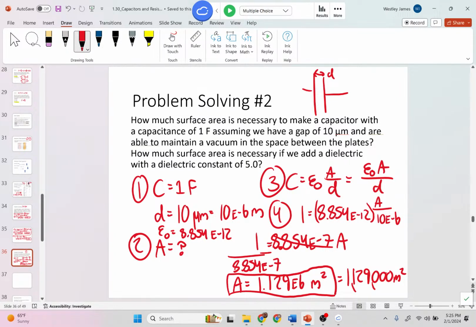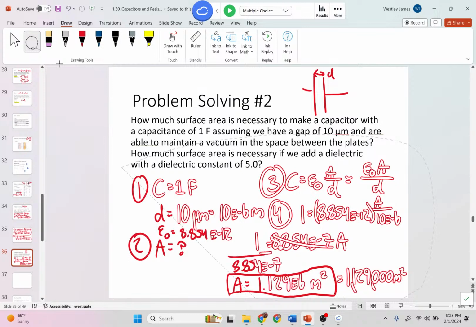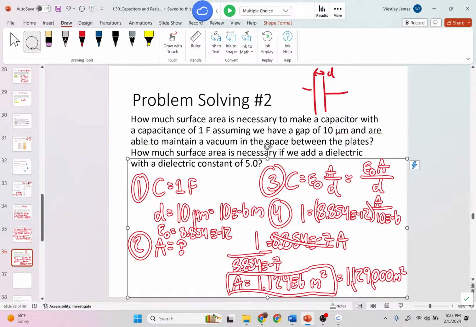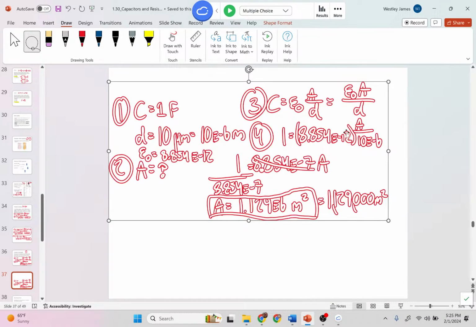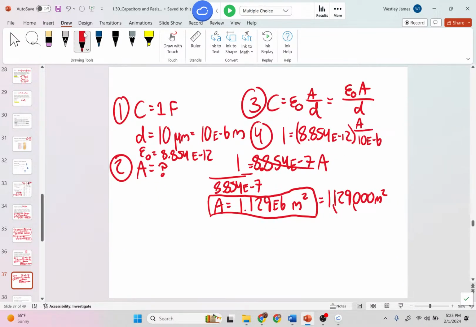Well, we'll see here. How much surface area is necessary if we had a dielectric of constant 5? Let's see what happens. So it's going to be the exact same problem. All the givens are going to be the same. Let's copy all this over. So if I repeat this entire calculation but with a dielectric constant, in part B I know kappa, the dielectric constant, is 5. It has no units, which is kind of weird.